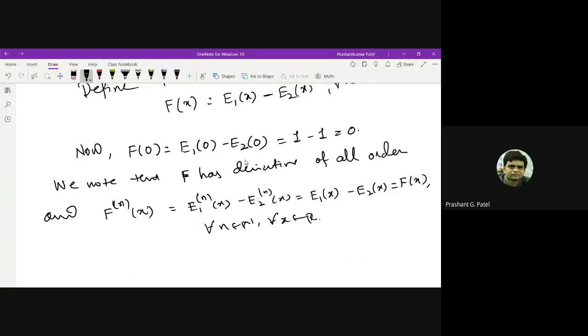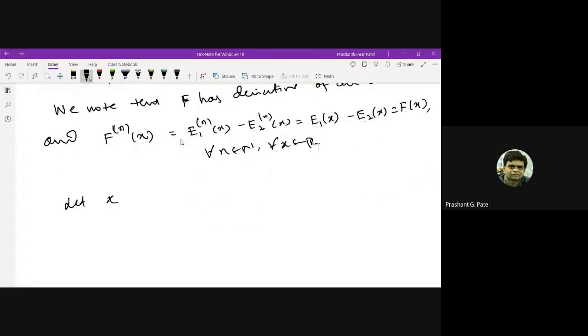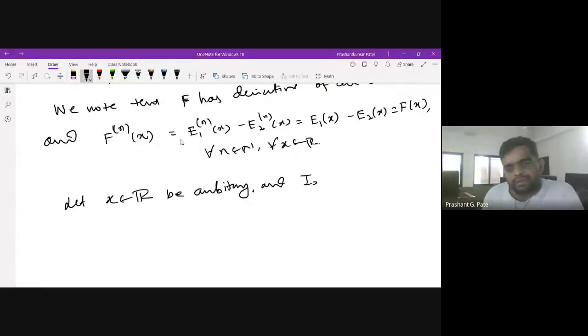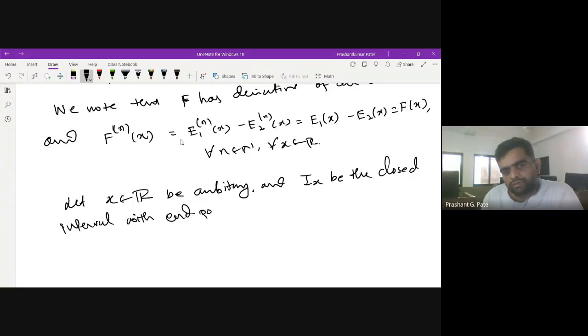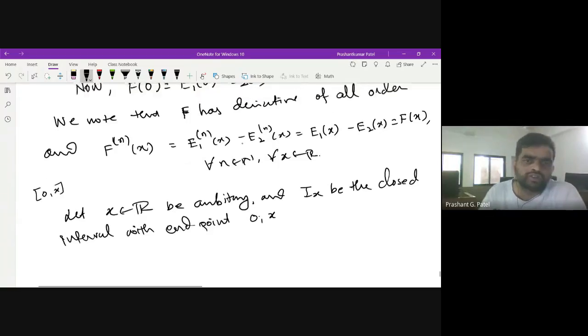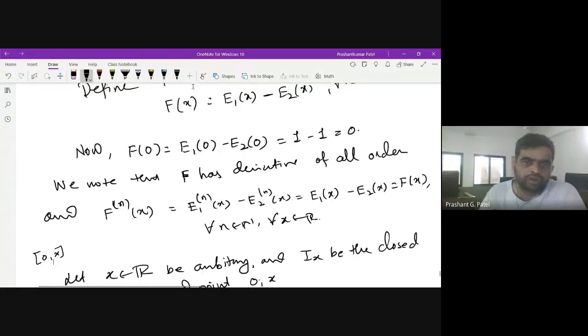Now we'll use the Maclaurin series, or I can say Taylor series at 0, to prove this f function is a 0 function. So let x belong to R be an arbitrary point, any point I'm picking up, and let Ix be the closed interval with endpoints 0 and x. That means Ix is the interval of the type 0 to x. Now this function f is continuous on this Ix, because e1 is continuous and e2 is continuous. So f is continuous.